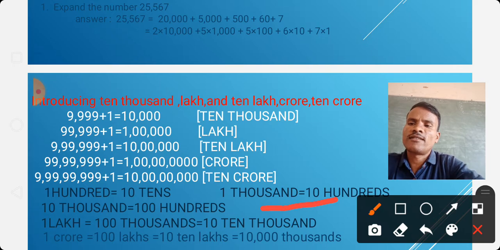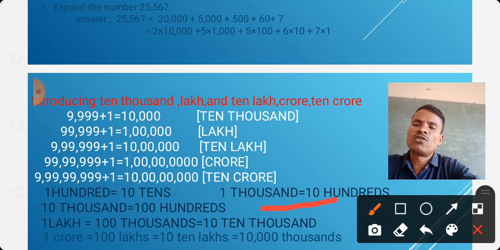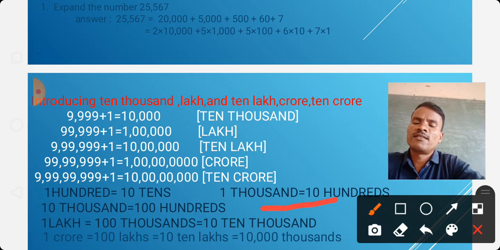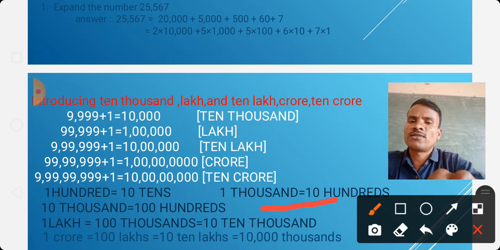Next come to the 1 lakh. 1 lakh is equal to 100 thousands, that is equal to 10,000s. Then 1 crore is equal to 100 lakhs. That's equal to 10 lakhs, 10 lakhs. Then 10,000 thousands. 1 crore is equal to 10,000 thousands. 1 crore is equal to 100 lakhs. Like this, we have to understand all this.